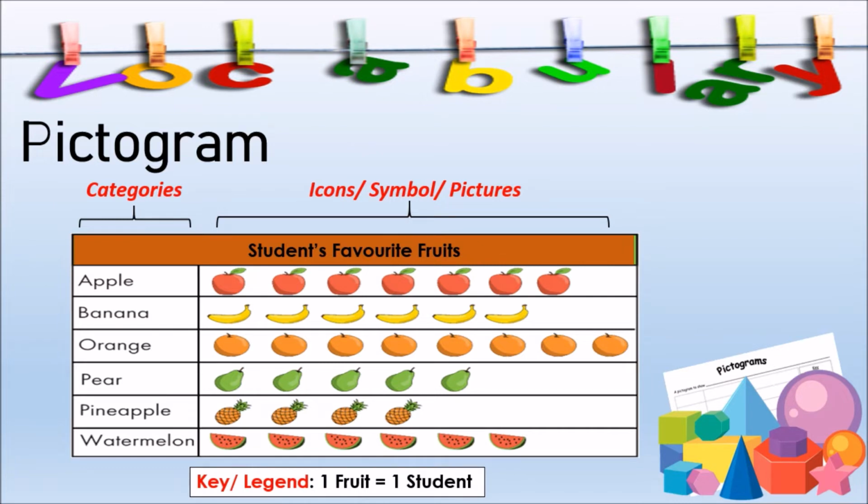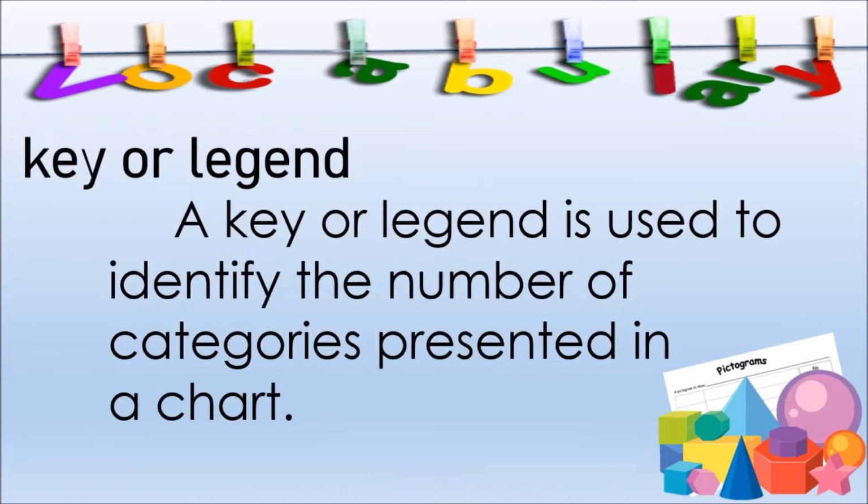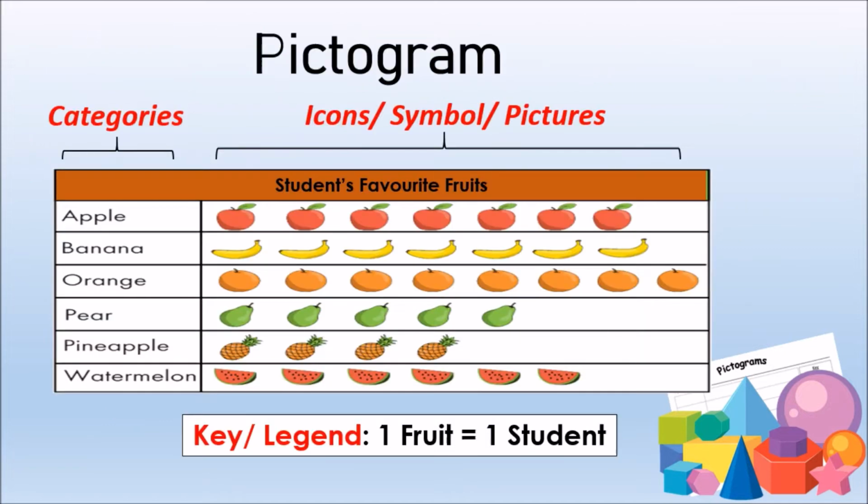We also have key or legend. One fruit equals one student. A key or legend is used to identify the number of categories presented in a chart. In this pictogram, our key or legend is one fruit equals one student. That means each picture represents one student.